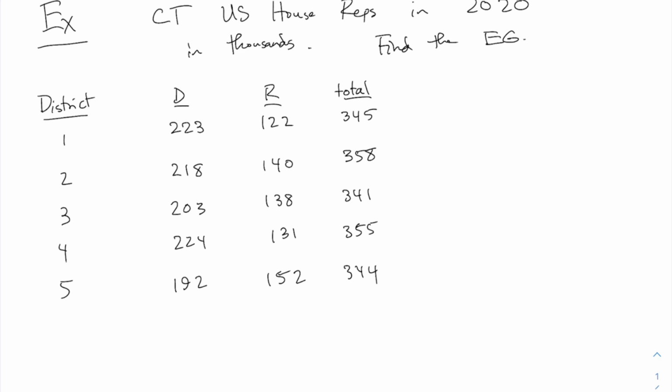And eventually you're going to have to add up this whole column, and I did that also with my calculator. I got 1743 for that. That's the total number of voters in the whole state who voted in this election: 1,743,000.